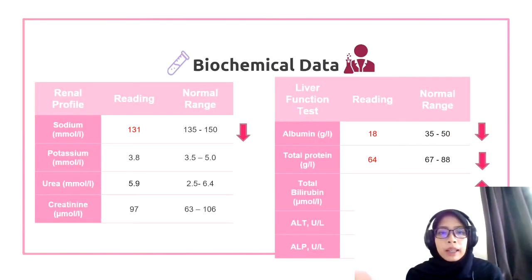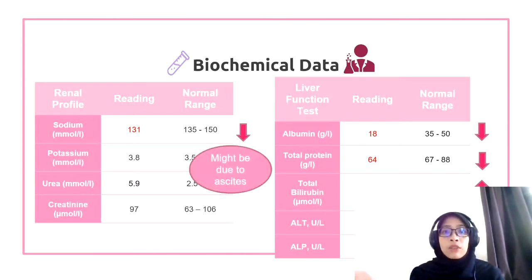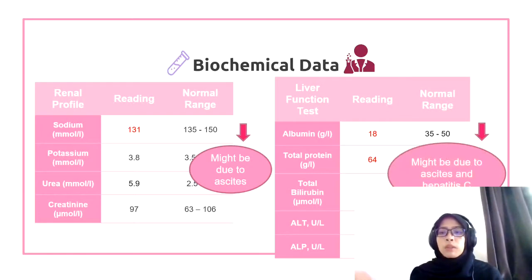For biochemical data, the renal profile shows values lower than the normal range, and it might be due to the patient having ascites. For the liver function test, albumin and total protein levels are lower than the normal range, and total bilirubin, ALT, and ALP are higher than the normal range. All of this might be due to the ascites and the underlying hepatitis C.